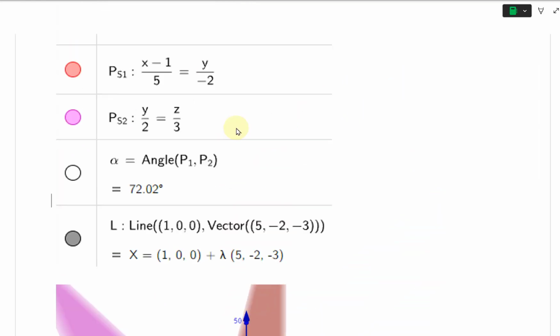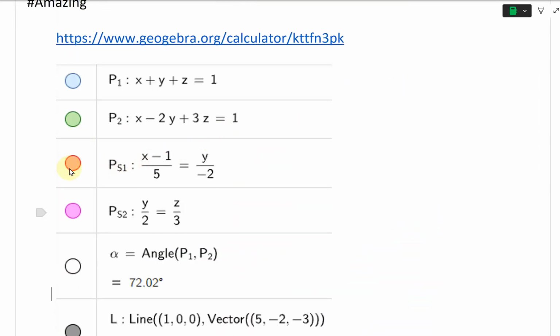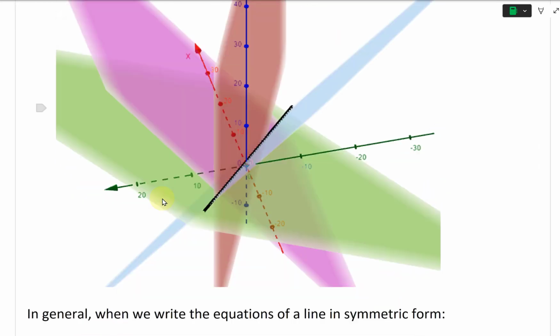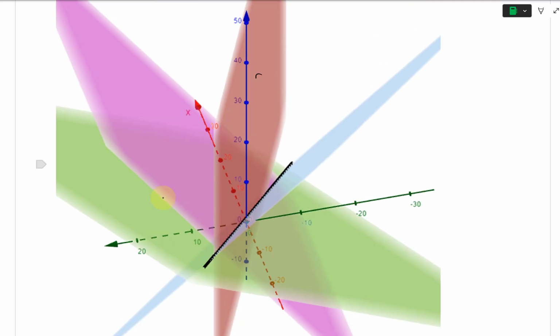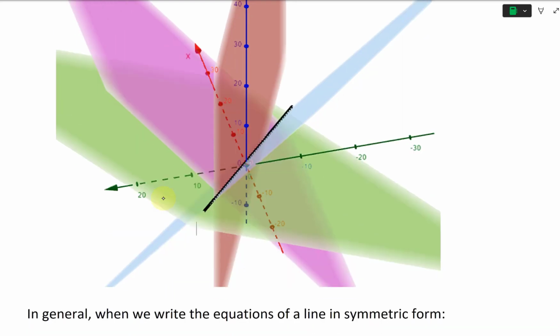And now there's the 4 equations. So the red and purple are the symmetric equations. These red and purple are symmetric, and they're different from these blue and green ones. And notice how they all exactly intersect at the same line L, which is absolutely remarkable. That's L. Absolutely amazing.